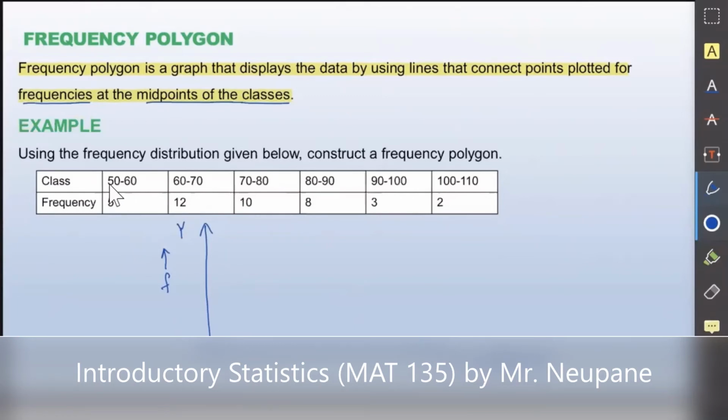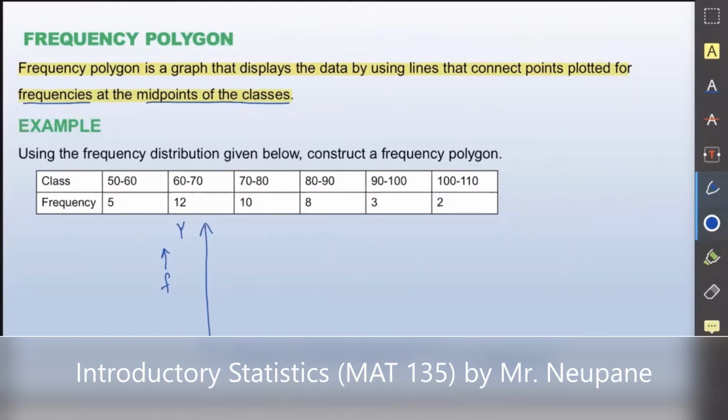What is the midpoint of 50 through 60? 55. So you can label that. You can start with 55. Then what is the midpoint of 60 through 70? 65. So the next one will be 75, then 85, then 95, 105. Very good. So that's what we'll plot along the x-axis.